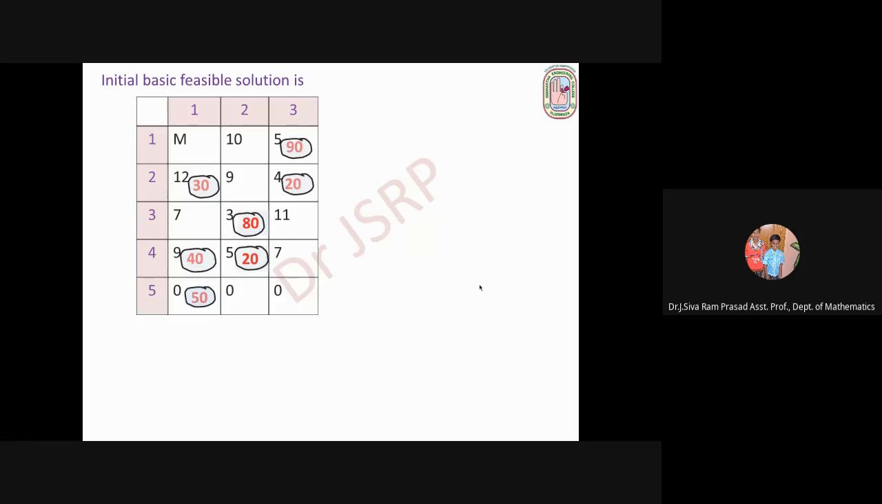Initial basic feasible solution is, we have to write the solution in the first table. So remove the last column and last row. Take just the origin rows and destination columns. So remove the last column and last row. So this is the initial basic feasible solution by Vogel's approximation method.